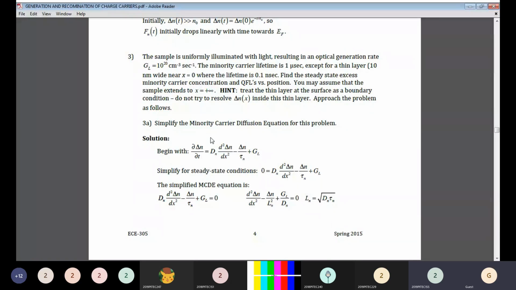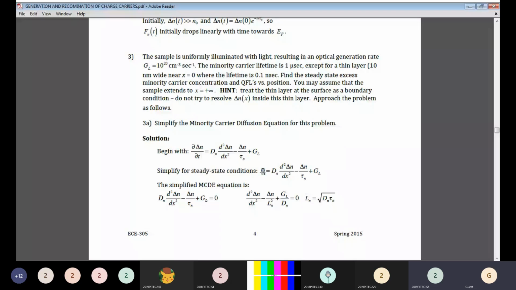So begin with the solution using the minority carrier diffusion equation. We know that ∂Δn/∂t = Dn ∂²Δn/∂x² − Δn/τn + GL. The first step is to simplify for the steady state conditions. So ∂Δn/∂t = 0.